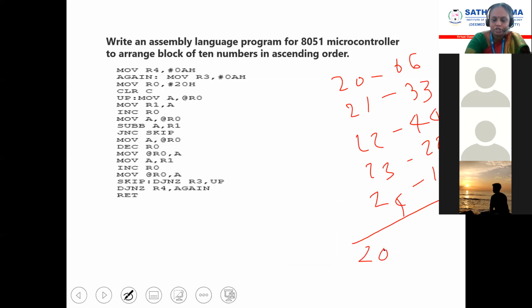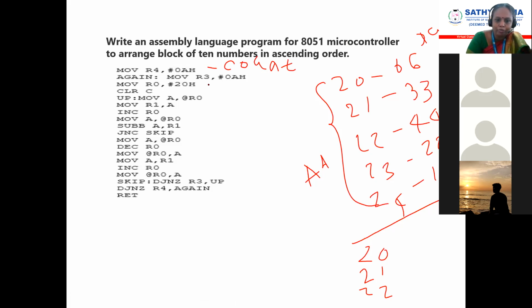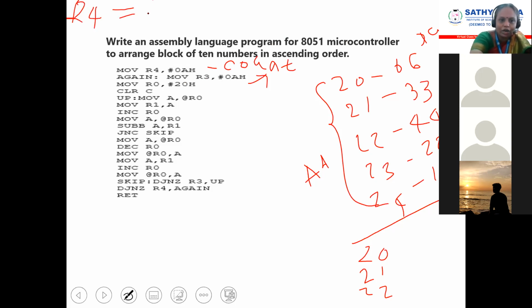Okay, ascending order. So ascending order, 20, 21, 22. You all know this is my address, and this is my data. Now how were we doing ascending? Please note, it's a very important question, asked repeatedly in university exams. So R4, what does it mean, ma'am? It is the count. How many data am I going to assign? 10 data. That's why I put A. Then again I am moving to R3 also A. R4 is also A, R3 is also A. So R4 and R3 equal to 10. 10 data I'm going to assume.